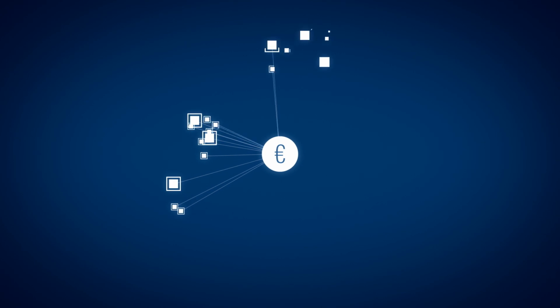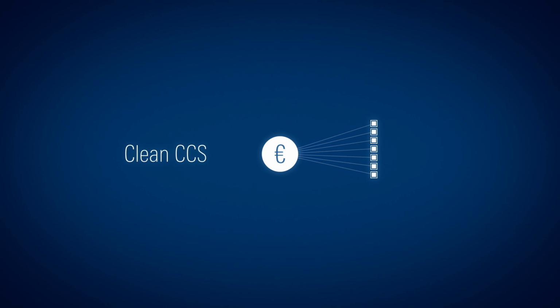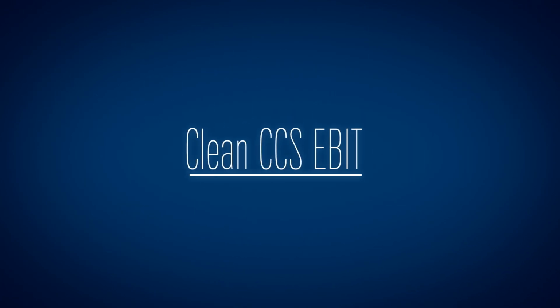We can now see that clean CCS EBIT is the operating earnings without one-off special effects, clean EBIT, adjusted by the current cost of supply, clean CCS EBIT. This helps the comparison to previous years and to our peers' performance, as the entire oil and gas industry looks at similar versions of the clean CCS result.